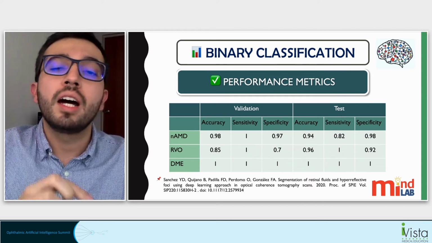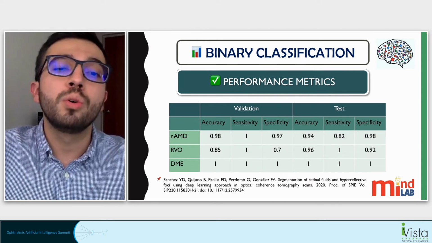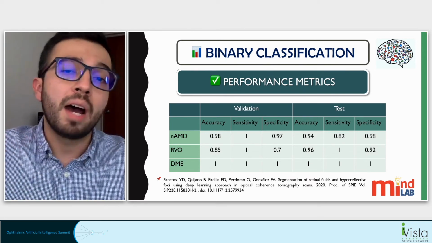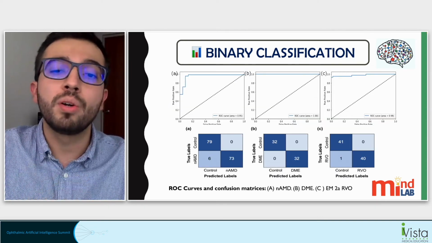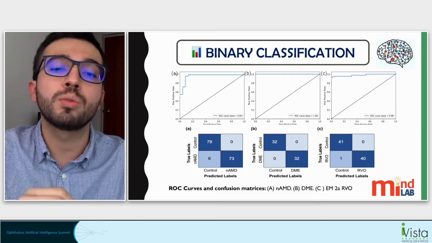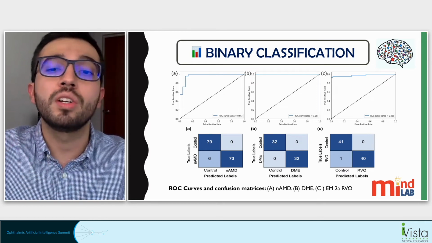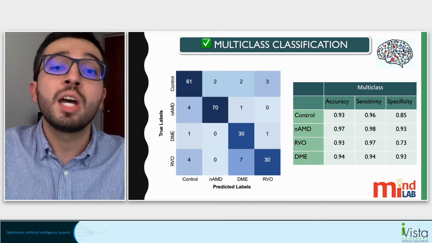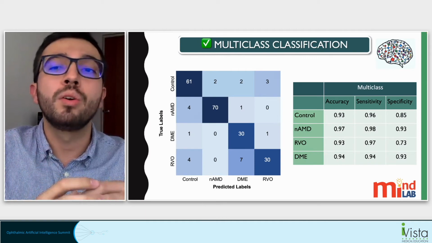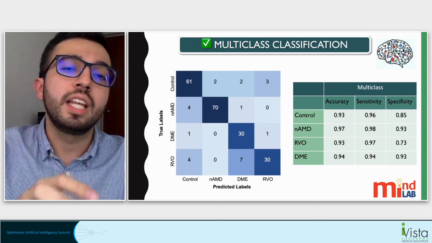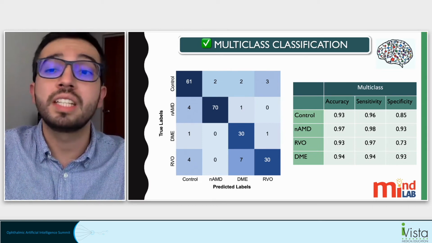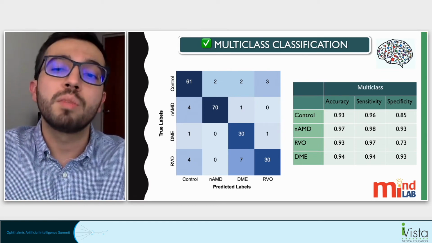It achieved a good performance in order to make the binary classification, as we can see. And for this first approach, the best results were for the identification of diabetic macular edema. But the joining through the softmax function activation led us to this confusion matrix and these final performance metrics.